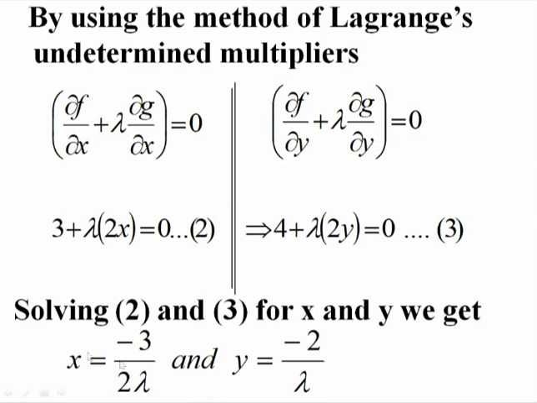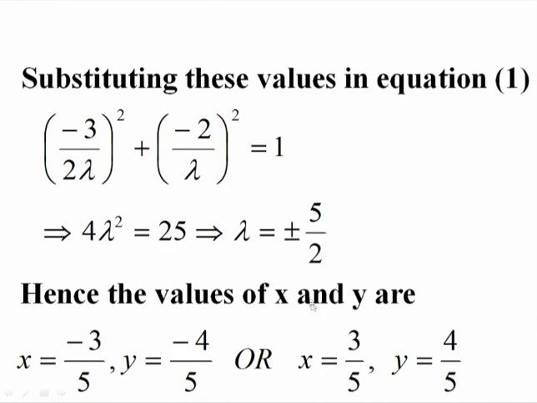So after finding this value, we have to decide this lambda so that x and y are fixed values. Here lambda is a parameter that is to be determined first. We have the condition on x and y, which is x square plus y square minus 1 is equal to 0, or you can say that x square plus y square is equal to 1. So we substitute the values of x and y: minus 3 upon 2 lambda whole square plus minus 2 upon lambda whole square is equal to 1.